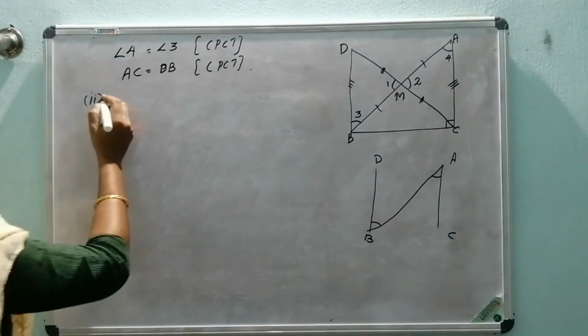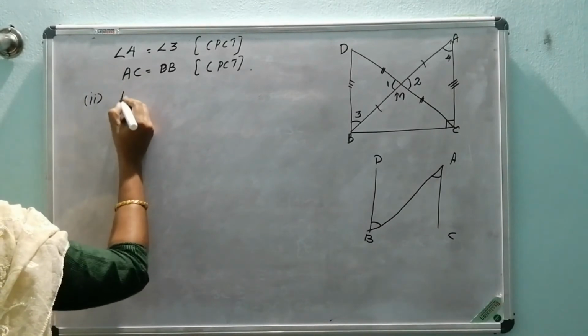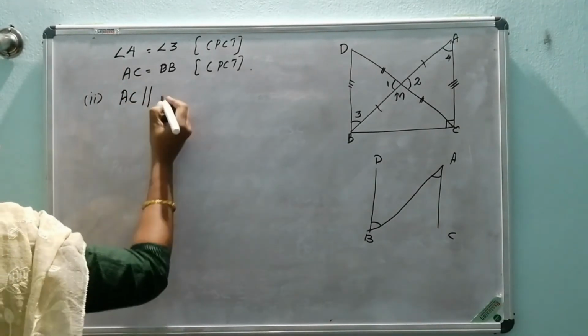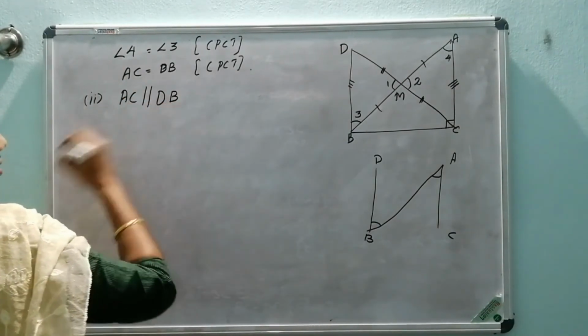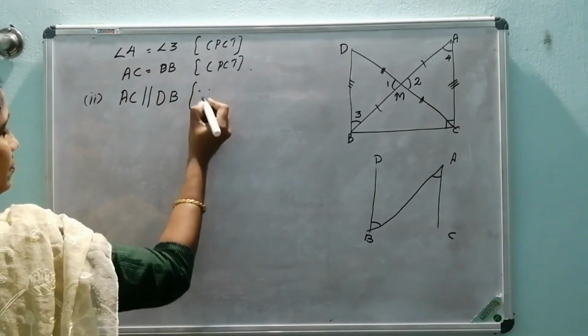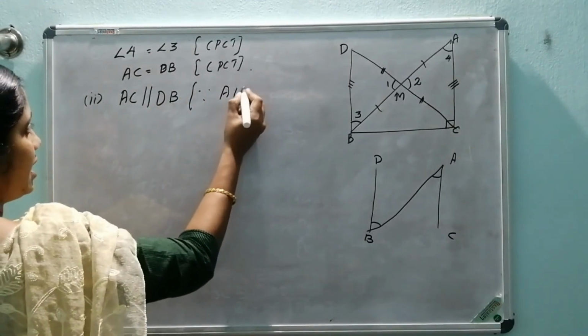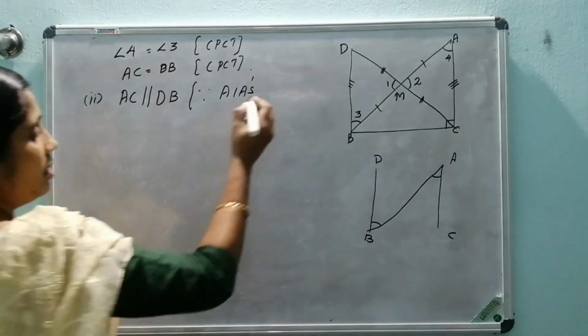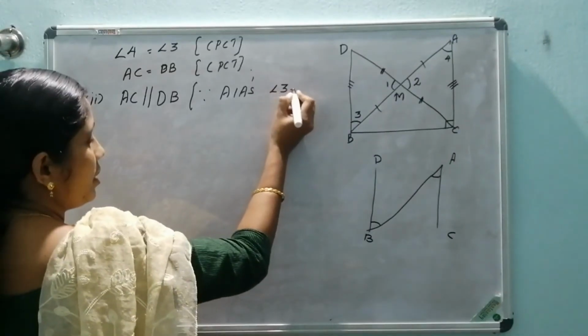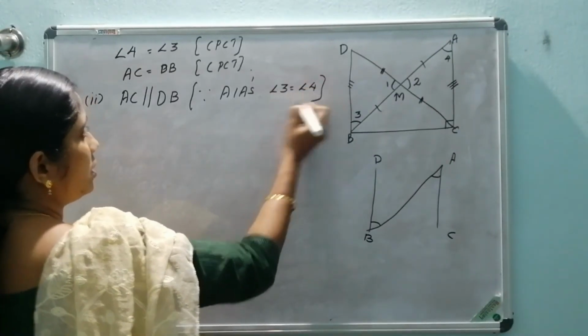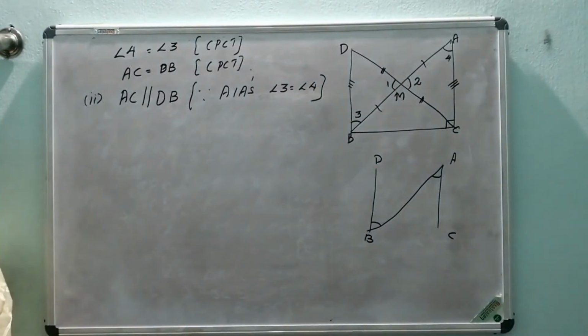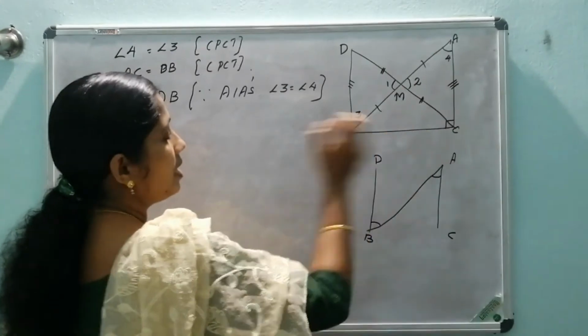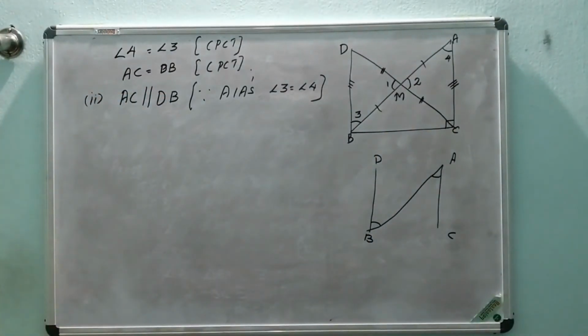If alternate interior angles are equal, then the lines will be parallel. Therefore, we can say that AC is parallel to DB, since alternate interior angles, angle 3 is equal to angle 4. Therefore, we can say that these two lines are parallel. So, the lines are parallel and AB there is a transversal.